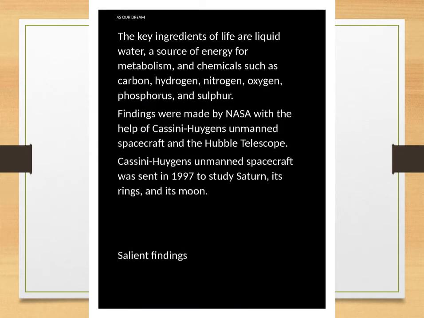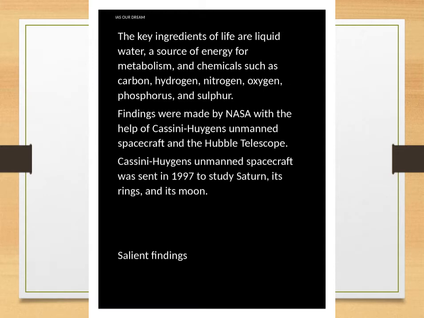So the key ingredients for life: there must be liquid water. It must have a source of energy for metabolism, and chemicals such as carbon, hydrogen, nitrogen, oxygen, phosphorus and sulfur must be present there. The findings were made by NASA with the help of Cassini-Huygens. What is Cassini-Huygens? This is an unmanned spacecraft which was sent to study Saturn in 1997, and it studies Saturn, its rings and its moons.